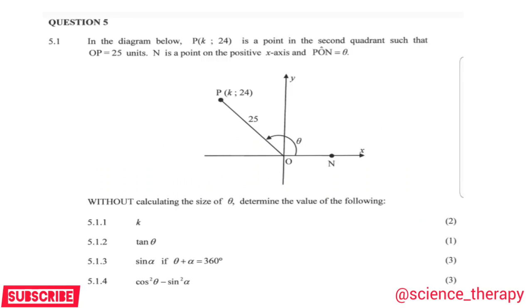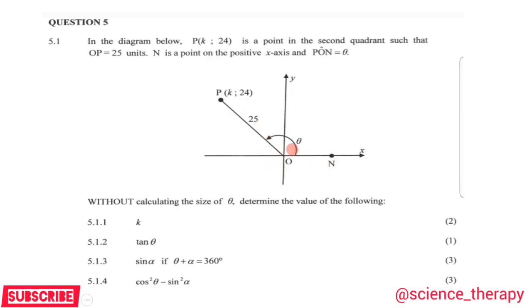So we have question 5. It says in the diagram below, P(k; 24) is a point in the second quadrant such that OP is 25 units. N is a point on the positive x-axis, and PON is theta, right? As we can see, our PON here is theta.